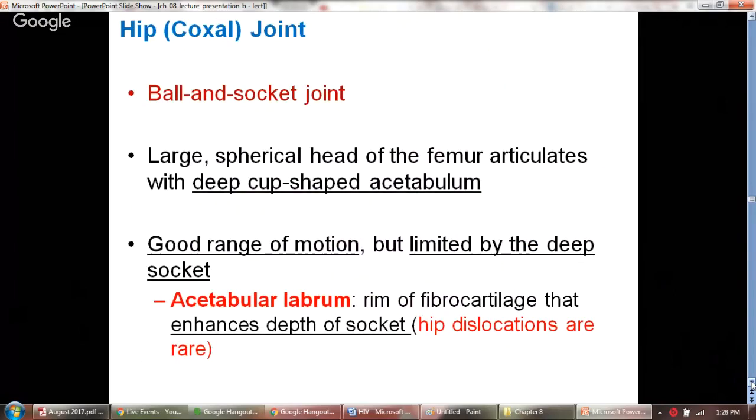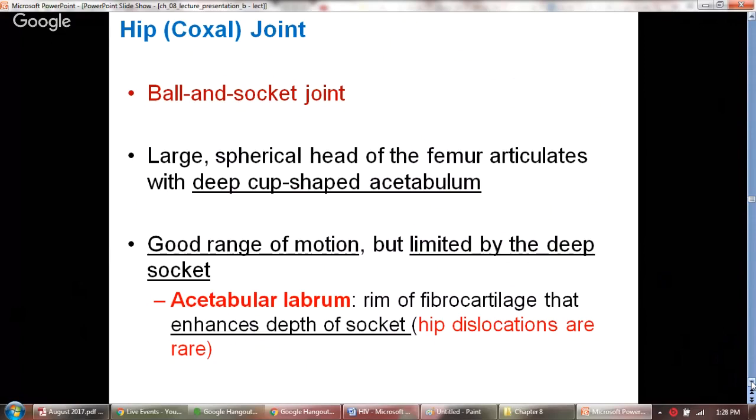The other important synovial joint would be the coxal joint. This is a ball and socket joint like the shoulder joint. The difference is the sphere of the femur is fully formed, and the socket is deep as well, so it provides great stability for this joint.